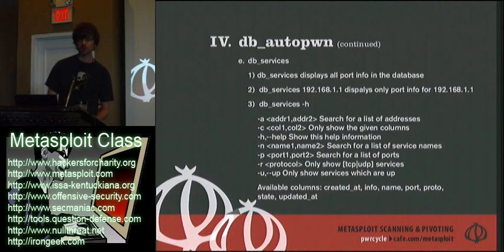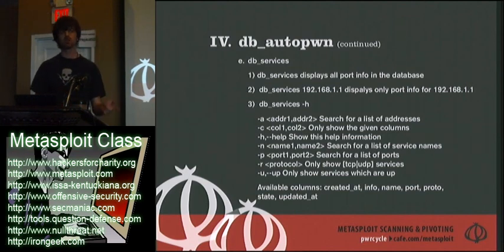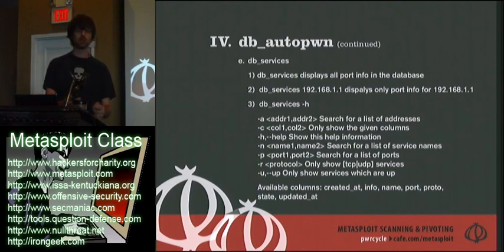db_services is the ports that are open on the hosts that you scanned. So if I say db_services on this IP address, it's going to tell me the five, seven, or however many ports you have open. It's also going to tell you what vulnerabilities line up to the ports that are open, so if you have anything that's exploitable that you've already scanned.